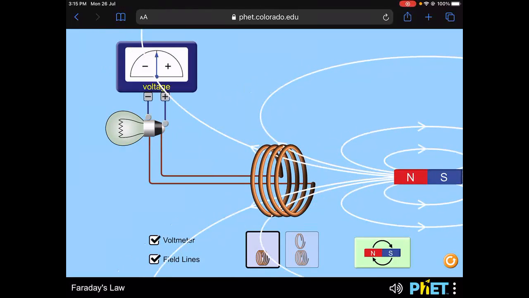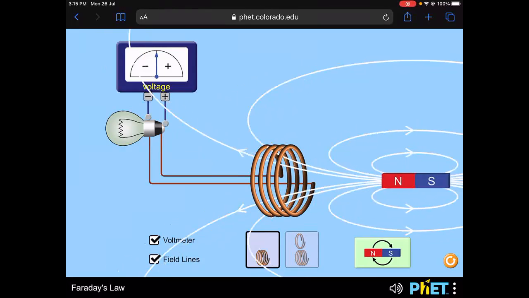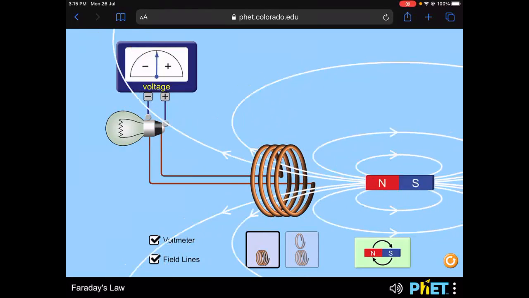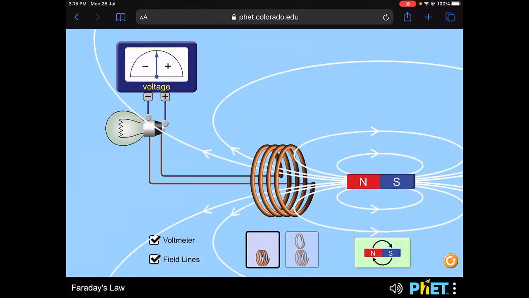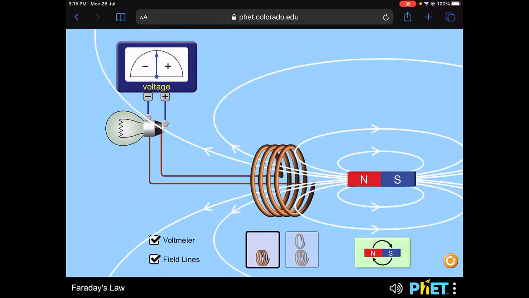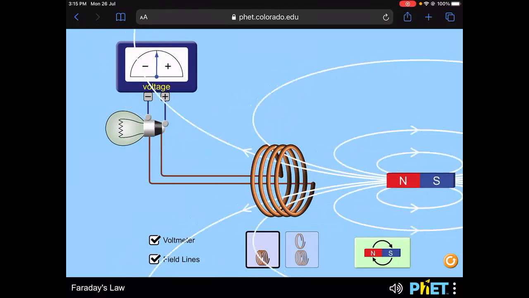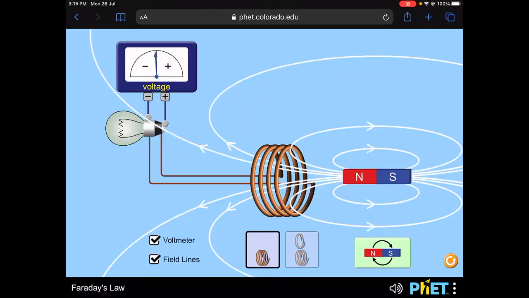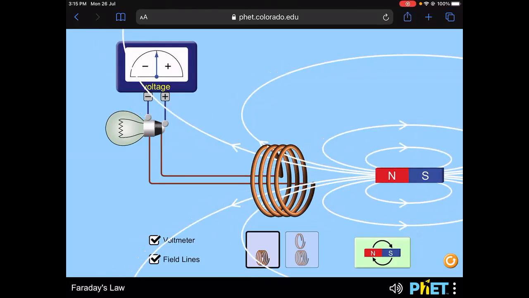Yes, sir. So observe. If I connect a voltmeter, the voltmeter will show some deflection. Are you able to see the deflection? When I move the magnet closer, the voltmeter shows deflection to the left-hand side. When I move the magnet away, it shows deflection in the right-hand side. But I'm trying to maintain some speed. So what I'm trying to say is, did I change the number of field lines through it?